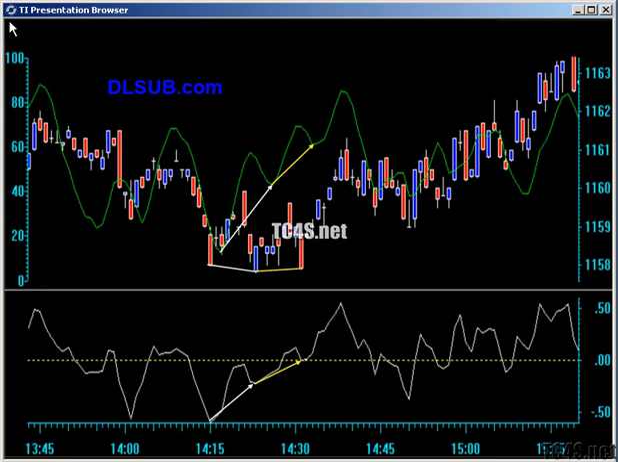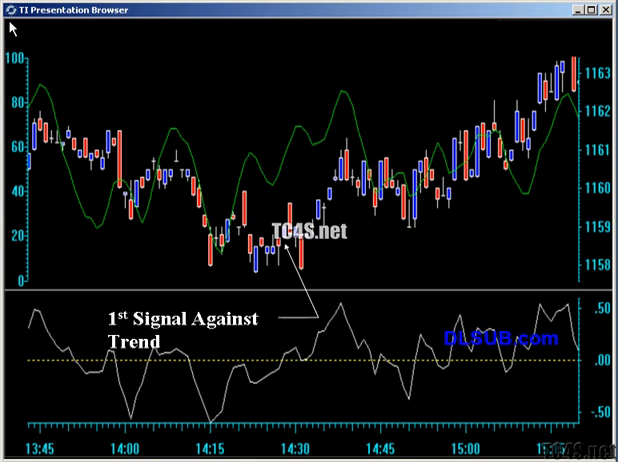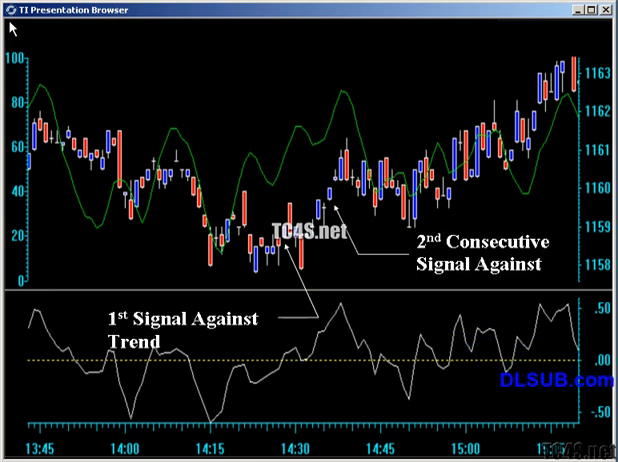Whenever we get a first against the trend, and then a second consecutive against the trend, we can take the second against. These consecutive against type signals actually have a good percentage winning average. Here is our confirming candle for our first against the trend signal, which we don't take. And here's our confirming.